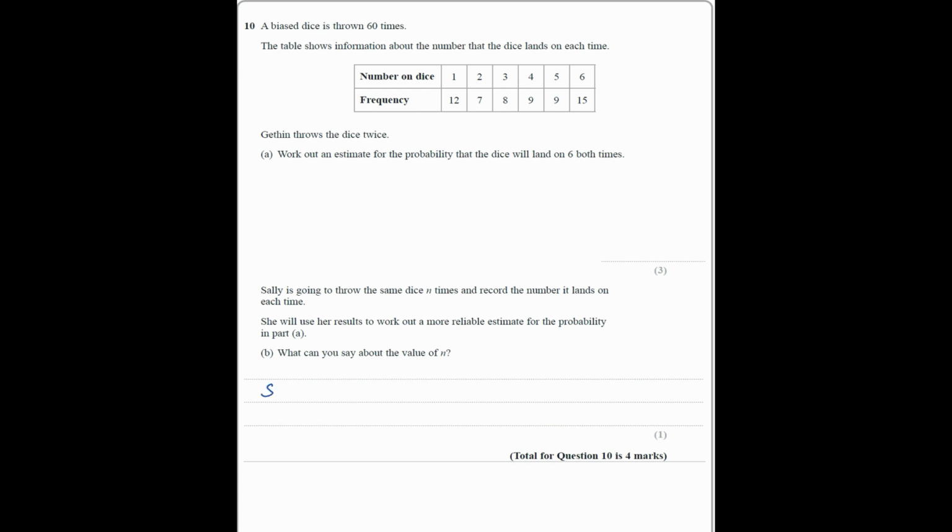So here we can write: Sally wants a more reliable estimate.